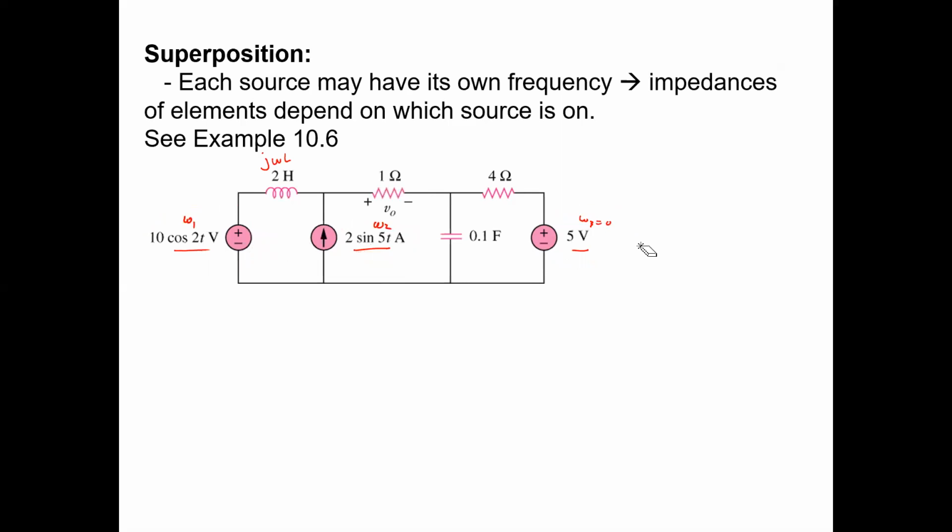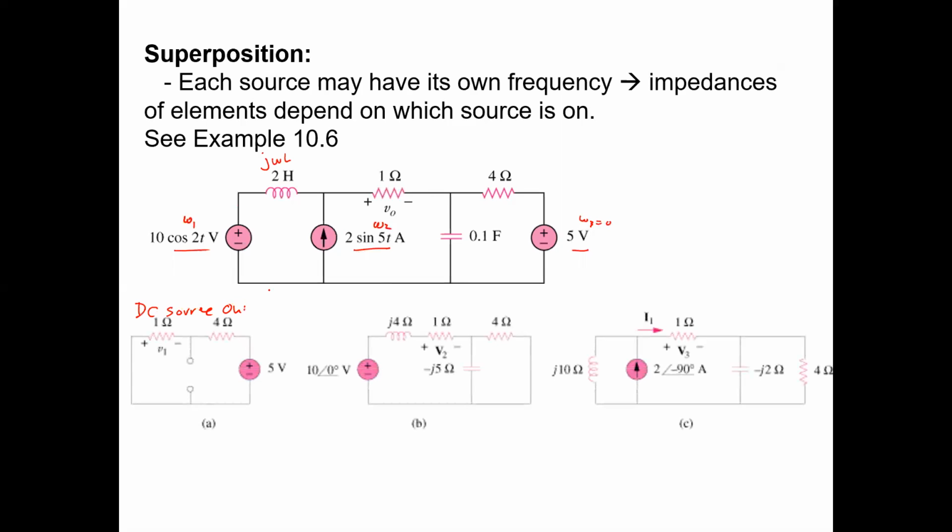So we can say with the DC source on, and the other two turned off. We already got the circuits here. That's the DC source on, and the other two are turned off. What is V1 going to be?